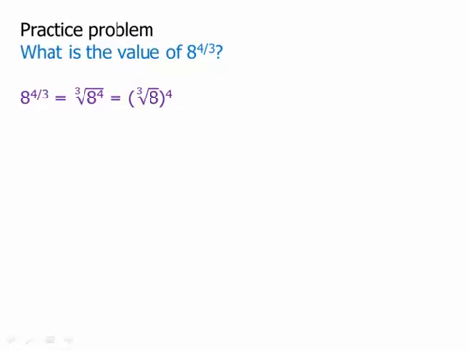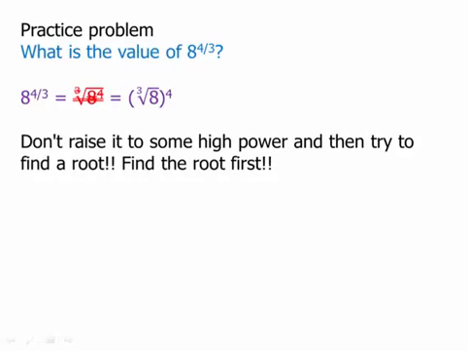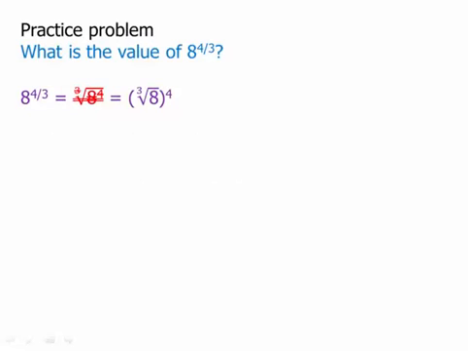Of course, 8 to the power of 4 is going to be 8 squared squared, so that would be 64 squared. I don't know 64 squared off the top of my head, but that's going to be a very large number, and then we're going to try and take a cube root of it. That sounds doubtful. Whereas with the other one, all we have to do is take a cube root of 8. We can do that and then raise it to the fourth. So that first one is just a horrible idea. Don't raise it to some high power and then try to find a root. Find the root first. That's an enormous point of strategy. So we'll find the root first, and of course the cube root of 8 is just 2. So we get 2 to the fourth, and that's 16.